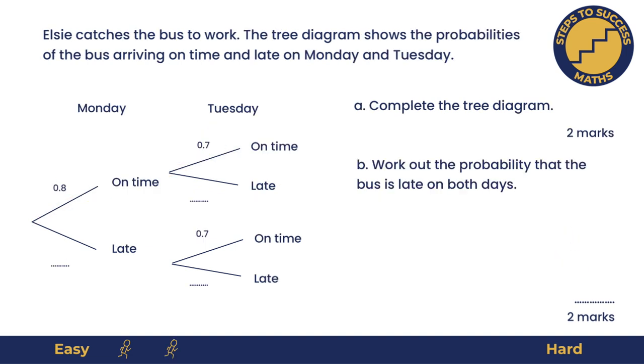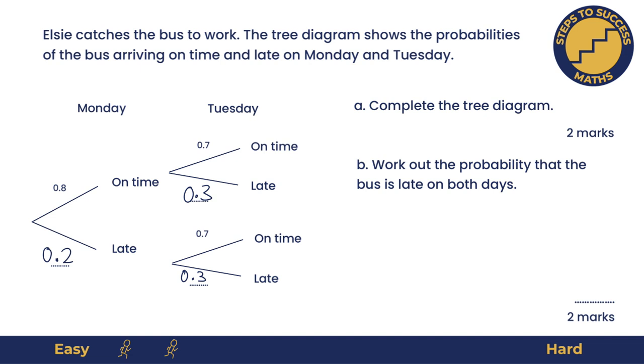Elsie catches the bus to work. The tree diagram shows the probabilities of the bus arriving on time and late on Monday and Tuesday. Complete the tree diagram. Okay, so look at Monday. You've got on time and late, two options. On time is 0.8, so whatever's left to add to 1 must be late. So that's 0.2. And then on Tuesday, on time is 0.7, so late must be 0.3. The two options have to add to 1. And we can put that in the other slot as well.